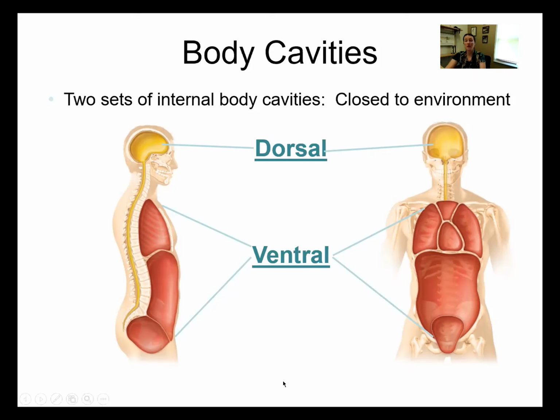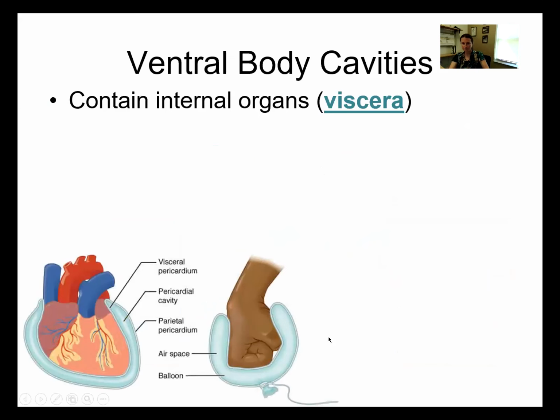We can break the body, or there are 2 main body cavities, the dorsal, which is on the back, and essentially that encases the entire central nervous system, brain, spinal cord, and the ventral body cavities. We're going to spend more time looking at the ventral body cavities now because there's a lot of sub cavities within them. Within the ventral body cavities, this is where we have most of our internal organs. The technical term for internal organs is viscera. So our visceral organs are contained in the ventral, on the belly side.